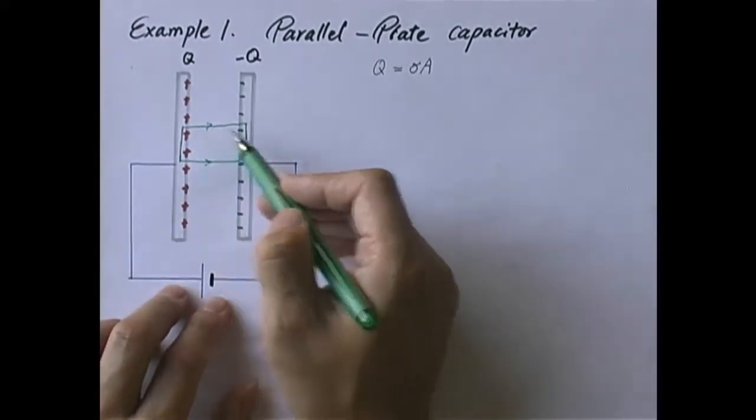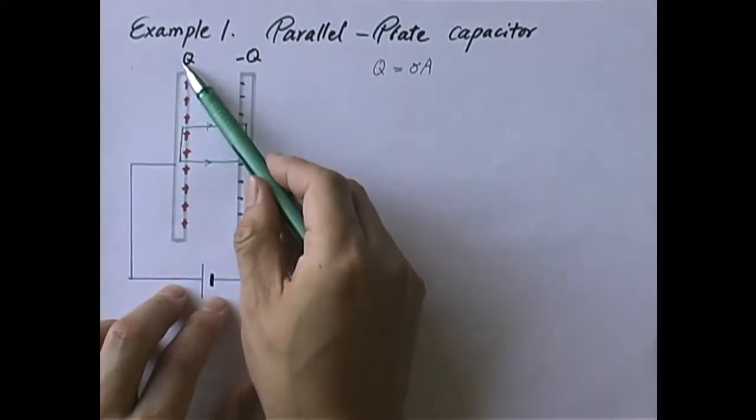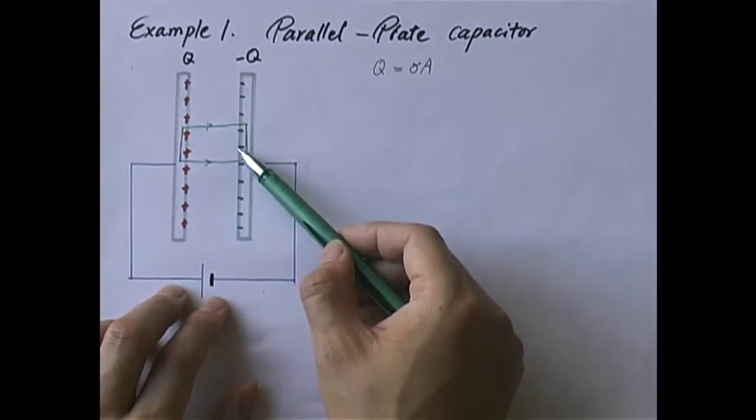So any charge here must cancel any charge there, and it is clear, therefore, that if this is a Q, it's got to be negative Q. If this surface charge density is sigma, that's got to be negative sigma.